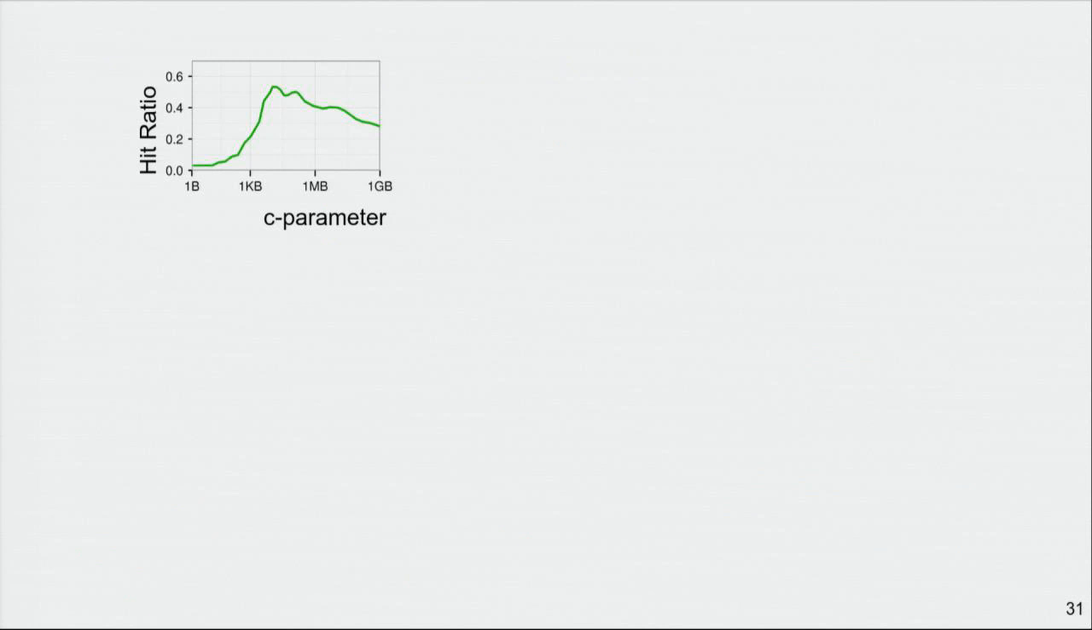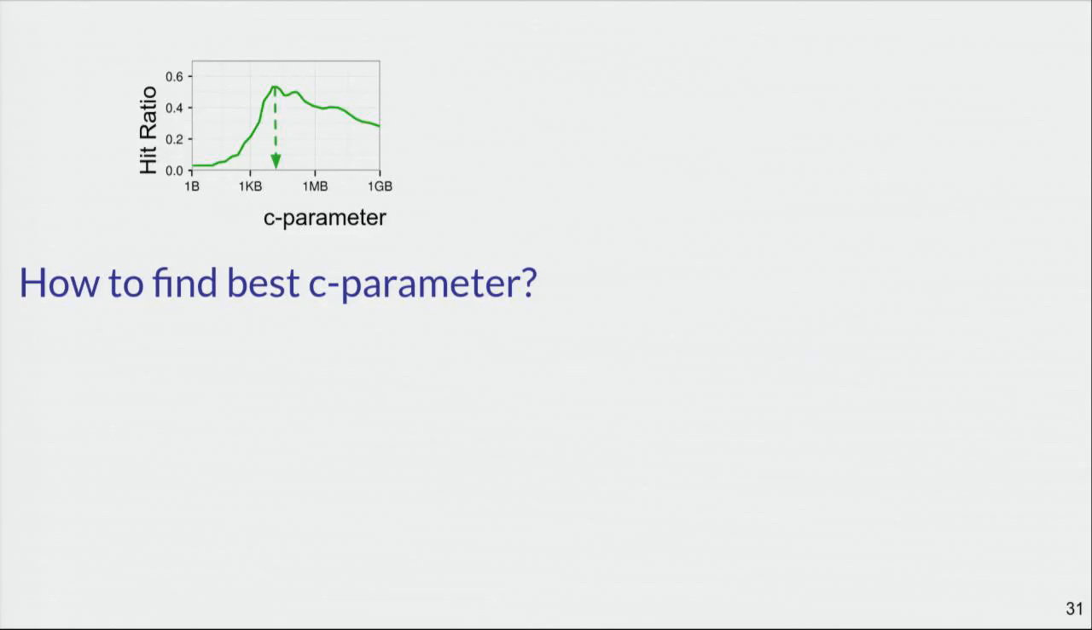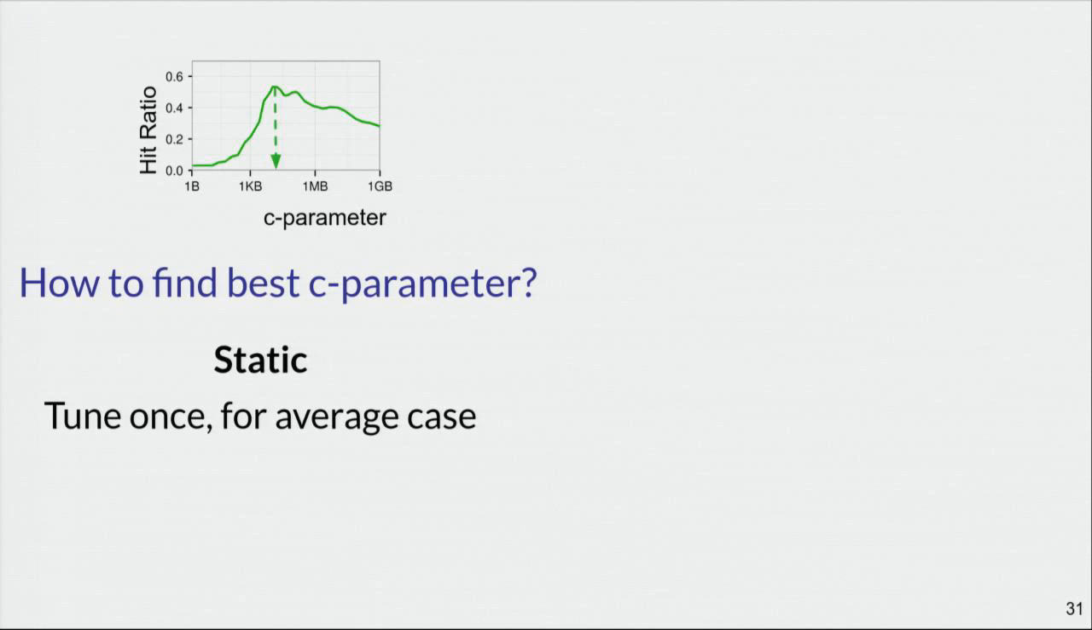Well, conceptually, you could plot the hit ratio over this c parameter. And you can figure out it's a really peaky distribution where there's clearly one optimal parameter. Now, how would you find that best parameter? Well, what you could do is look at historical data, tune this once, figure out the optimal parameter, and then basically stick with this. We call this the static policy.